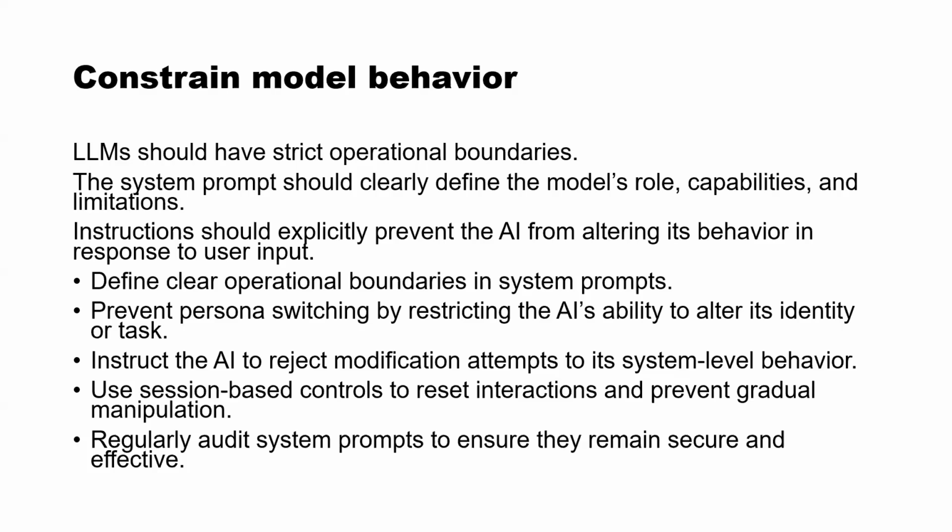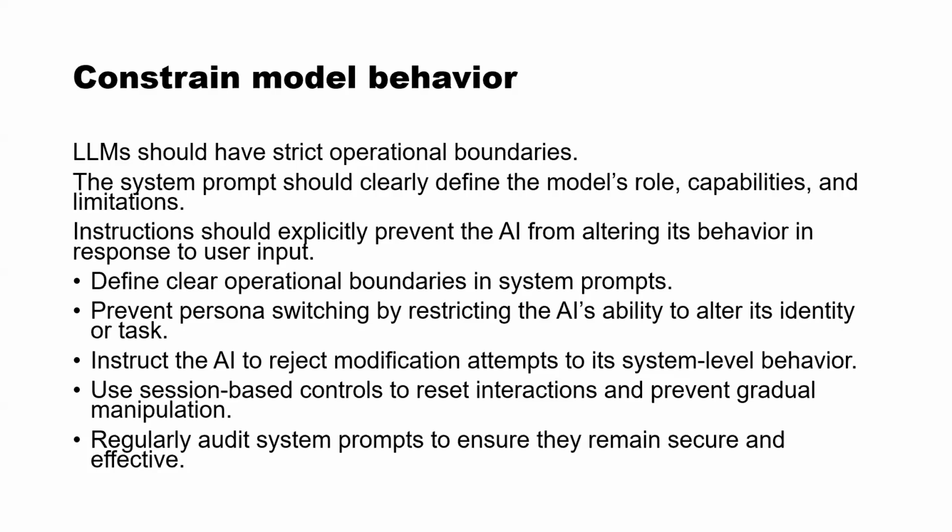Okay, so you should define the boundaries, and similarly, if you ask ChatGPT to generate a nude image, it should reject such requests or prompts, right? So that means clear boundaries should be defined. Okay. And whenever we say boundaries, it should define the model's role, capabilities, and limitations. Now, the instructions should explicitly prevent the AI from altering its behavior in response to user input. Right? This is very, very important.